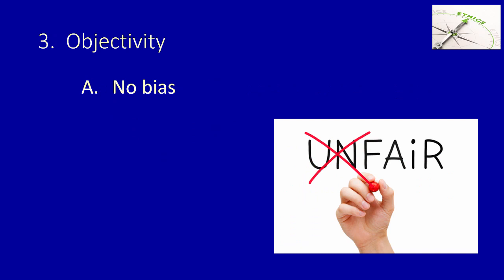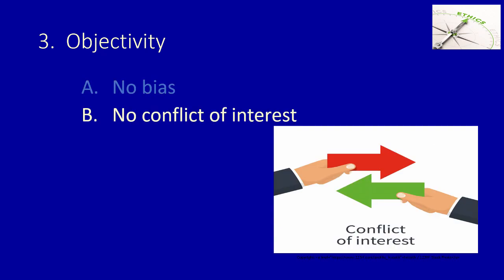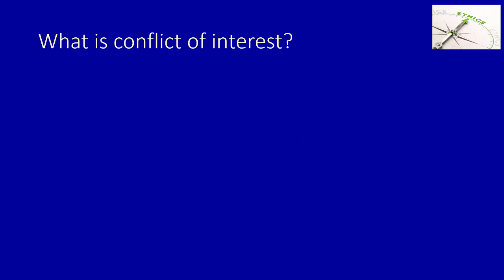It makes sense that free of bias is part of objectivity because a synonym for objective is fair. So objective and fair mean the same thing. Wait a minute. Don't forget that fair also means without self-interest, without trying to get the advantage for ourselves. This refers to B, free of conflict of interest. So what is a conflict of interest? The best way to demonstrate it is using an example.